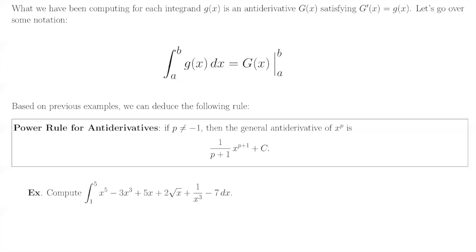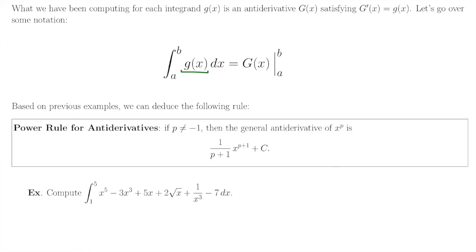Okay, now that we've done a few examples of using the fundamental theorem of calculus part 2 to evaluate these integrals by way of an antiderivative, I want to go over some notation. Then we'll summarize the power rule for antiderivatives that we've actually seen in play a couple of times at this point. I'll use the new notation in the example at the bottom, and then we'll go on with some more antiderivatives.